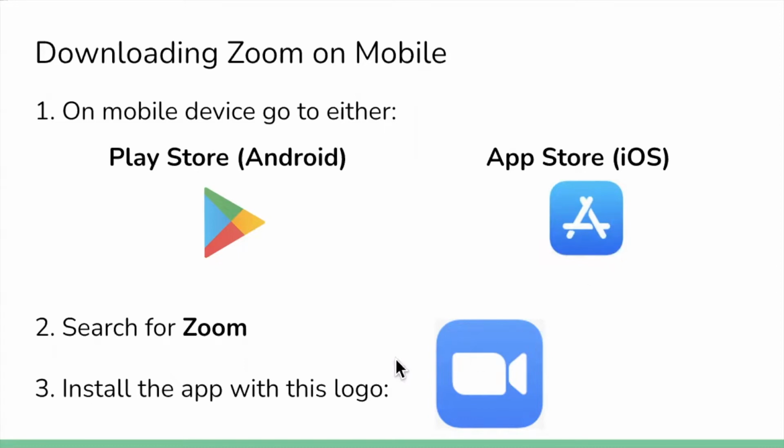The next step once you're in the App Store or Google Play Store is to search for Zoom. And you will then install the app that has this logo here. So many of you have probably seen this logo before as you are using Zoom currently, but you just want to make sure you click on the right application.